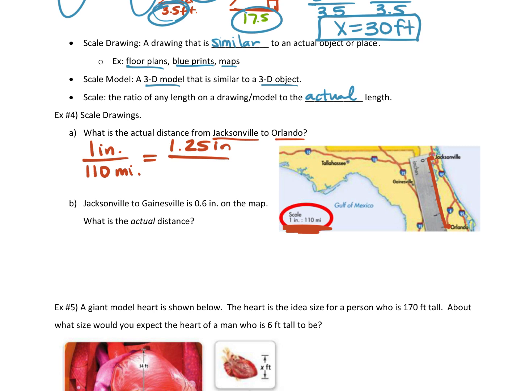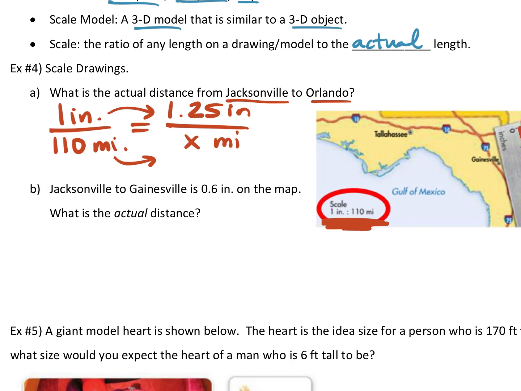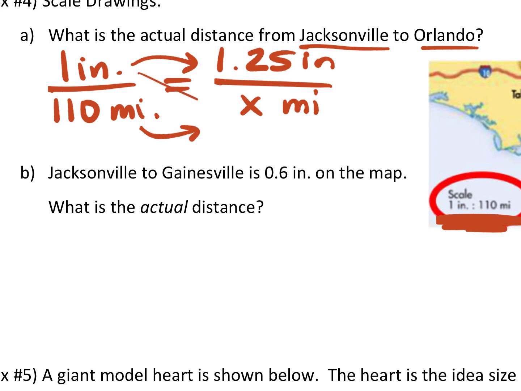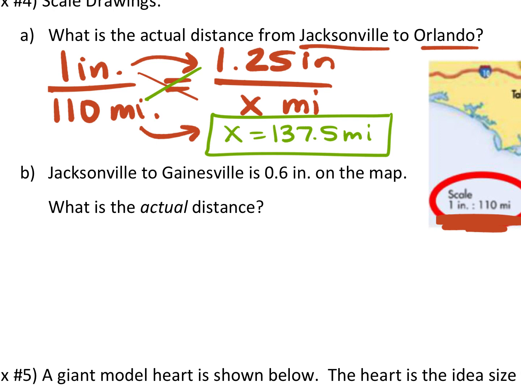Why did I put that on top? Because inches are on top over here, so inches have to correspond to inches. Miles, which we're trying to find, have to correspond to miles. How do we solve that? Cross multiply. So x equals, and then you just multiply these: 110 times 1.25, which is 137.5 miles. So that's the actual distance when on the map it was 1.25 inches. Okay, that's a scale drawing.